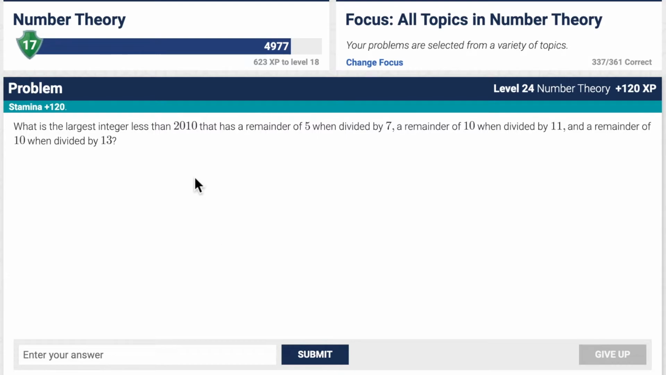So I think I'll just do one more. What is the largest integer less than 2010 that has a remainder of 5 when divided by 7, a remainder of 10 when divided by 11, and a remainder of 10 when divided by 13? Right, so first we can recognize that because it's a remainder of 10 divided by 11 and a remainder of 10 divided by 13, it's also going to be a remainder of 10 when divided by 11 times 13, which is 143. So now we just have to incorporate when it's 5 when divided by 7.